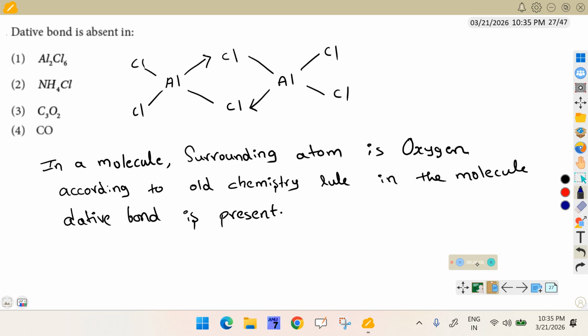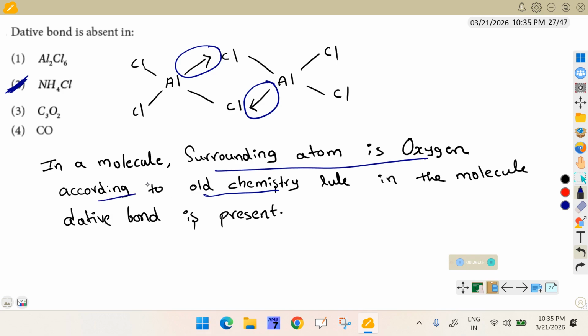Dative bond is absent in NH4Cl. In Al2Cl6, two dative bonds are present. In C3O2 also, according to old chemistry, if the surrounding atom is oxygen, then in the molecule a dative bond is present.